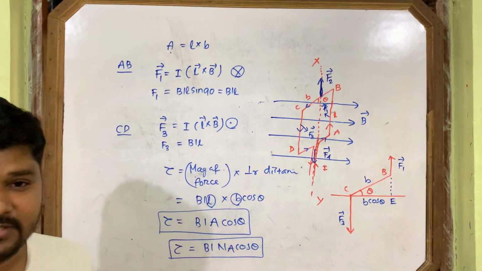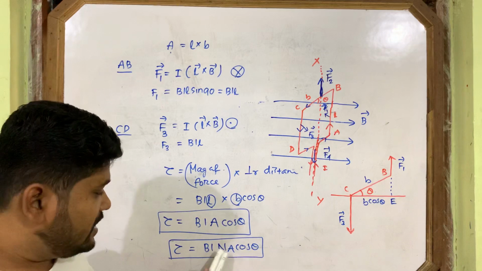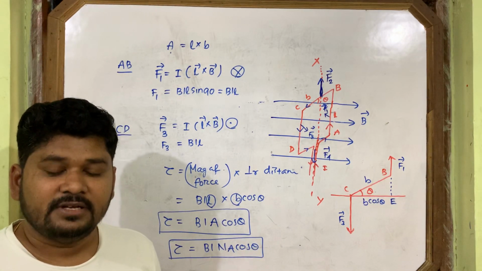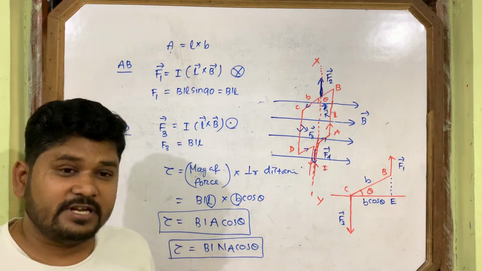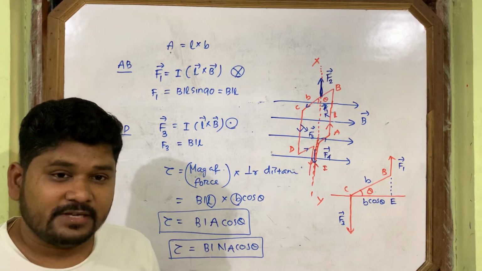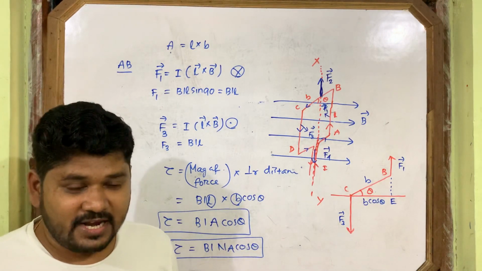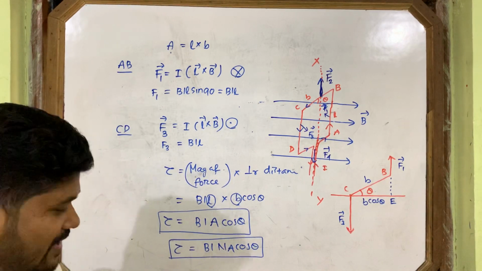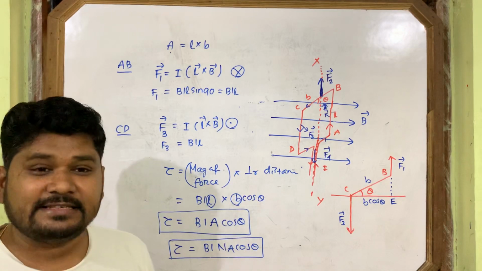Sometimes some students ask the question, sir, I saw a book in which it is written that torque is BINA sin theta. Yes, you will see in some books it is written BINA sin theta, and in some books BINA cos theta. Then is cos theta wrong? Is sin theta right? Is sin theta wrong, and cos theta right? No, both are right. How? The angle we are taking is different.